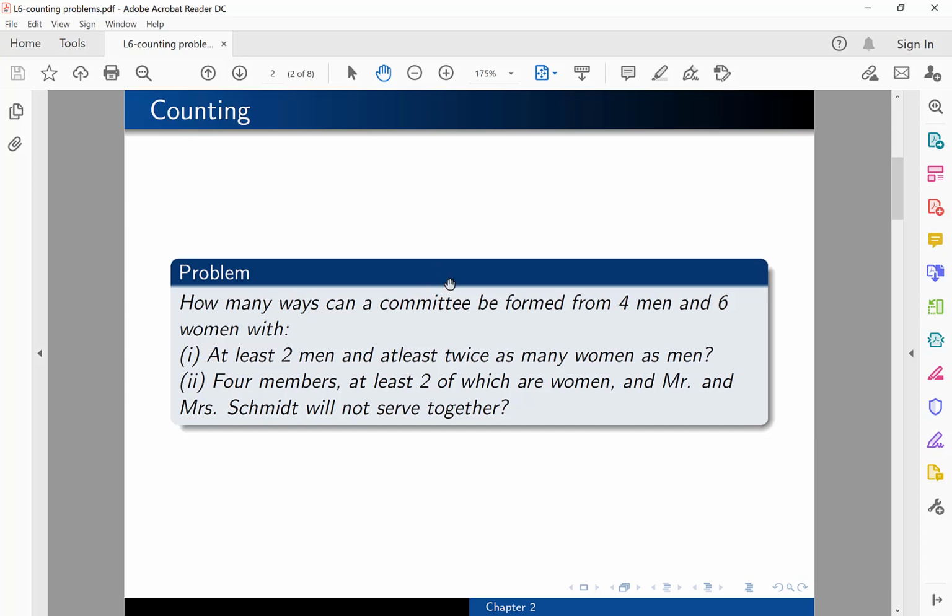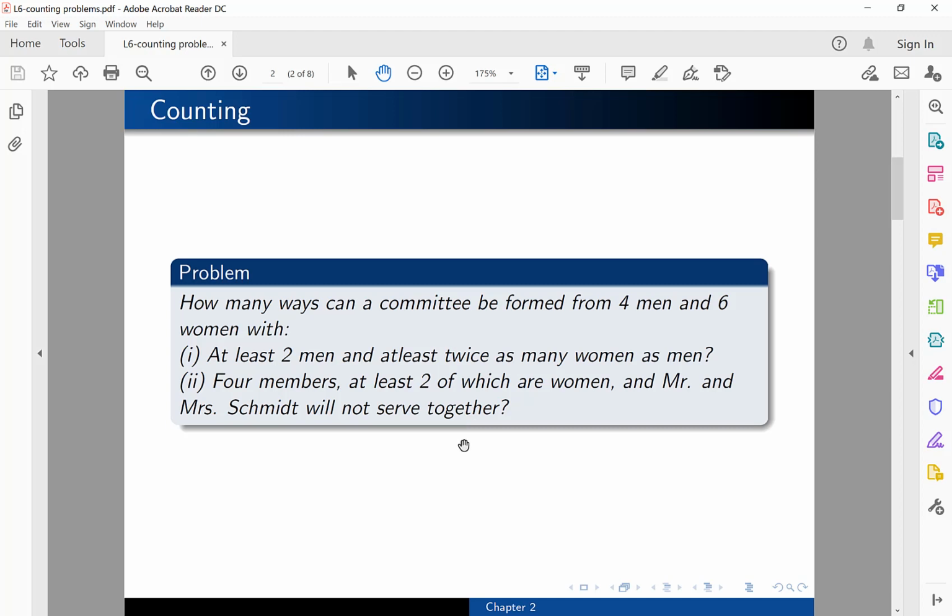So in how many ways can a committee be formed from 4 men and 6 women, right? So this committee has to have 4 members. Out of these 4 members, at least 2 have to be women, and Mr. and Mrs. Schmidt will not serve together. All right.